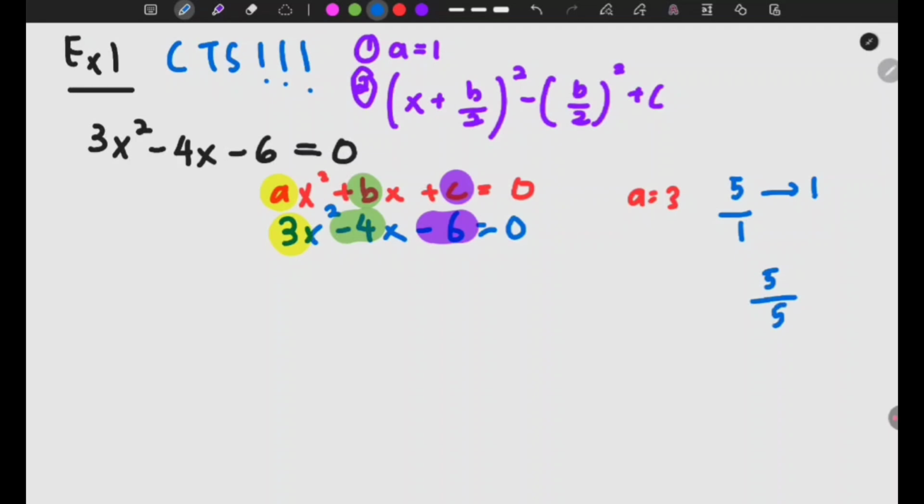Same if let's just say I have 10. Generally it's over 1, 10 over 1 is 10. But if I want to make it 1, I should divide by its own number. So I divide by 10, and 10 divided by 10 is 1. Same for this. Your A is 3. So how do I make it 1? I divide by 3, then I get 1. So I should divide.